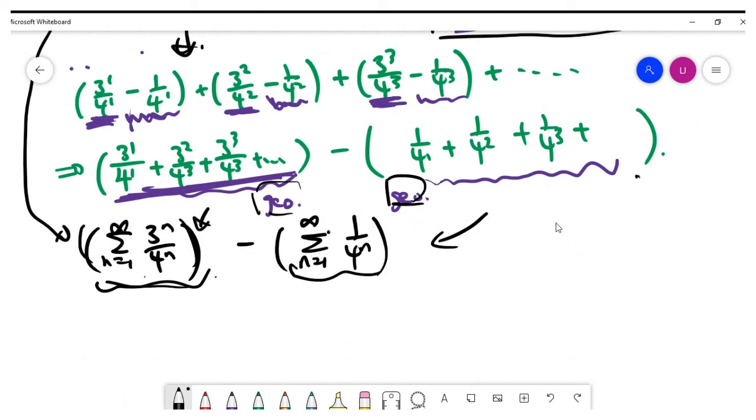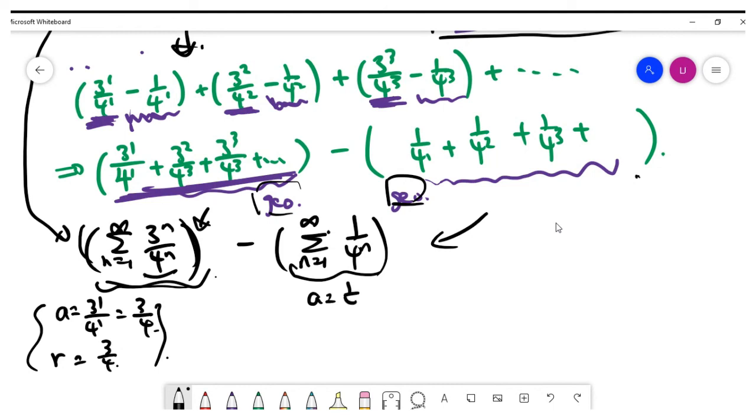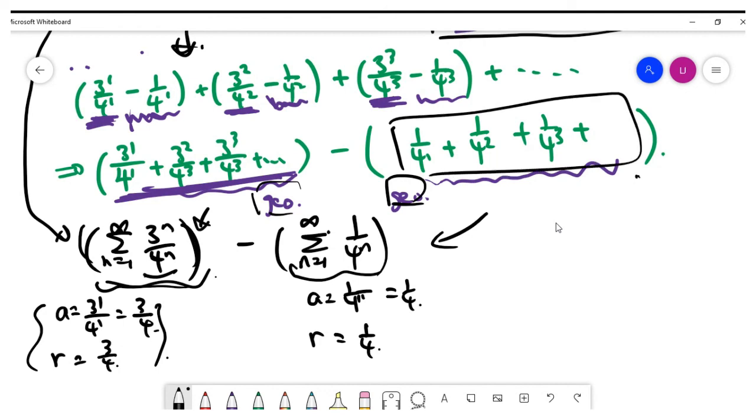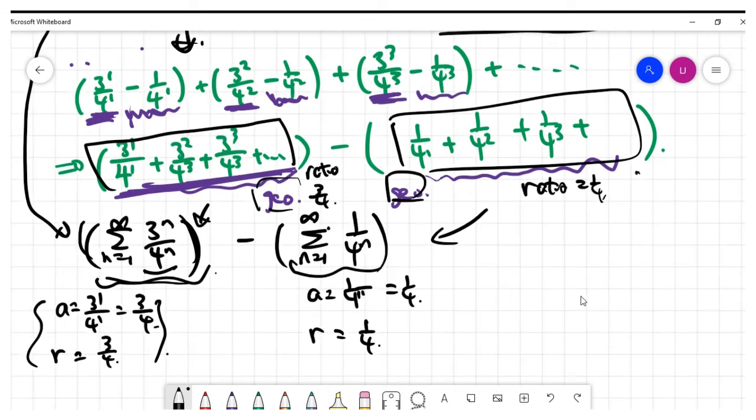For the first one here, I hope you can see that the first term, with n equals 1, is 3 over 4. And you can also notice that the fixed ratio is actually 3 over 4. For the second one, the first term is 1 over 4 to the power 1, which is 1 over 4. The ratio is actually the same, 1 over 4 again. And you can also look at it here. It's clear that the ratio is 1 over 4, same as this group here, where the ratio is 3 over 4. Anyway, essentially, you are having 2 geometric series. You are taking the difference of them.